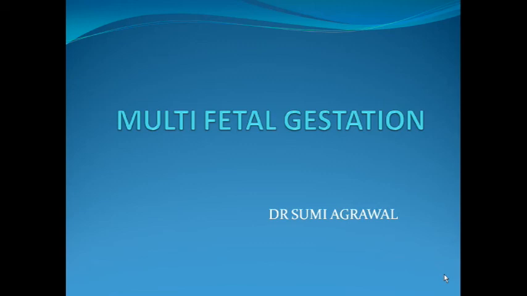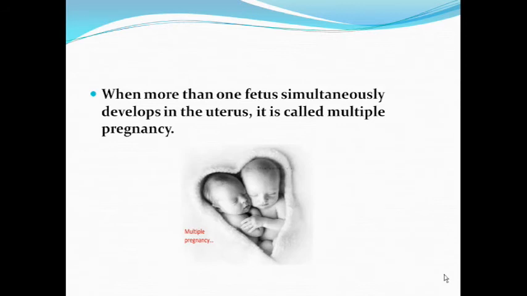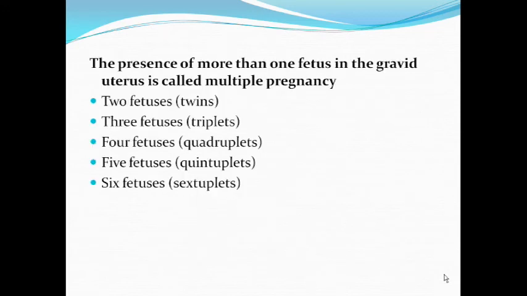Good morning everyone. Today I will start the multifetal gestation. When more than one fetus simultaneously develops in the uterus, it is called multiple pregnancy. It can be twin, triplet, quadruplet, quintuplet when there are 5 fetuses, sextuplet when there are 6 fetuses. So the presence of more than one fetus in the uterus is called multiple pregnancy.